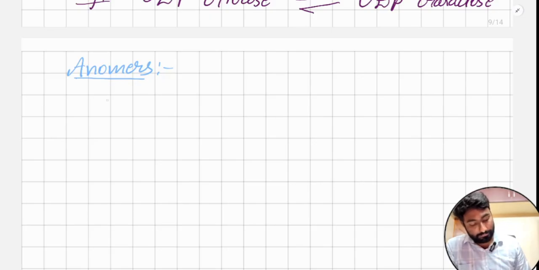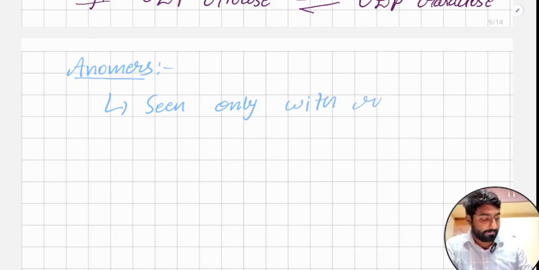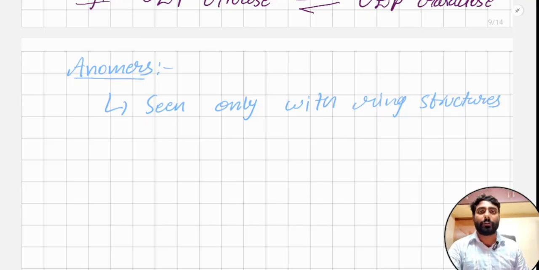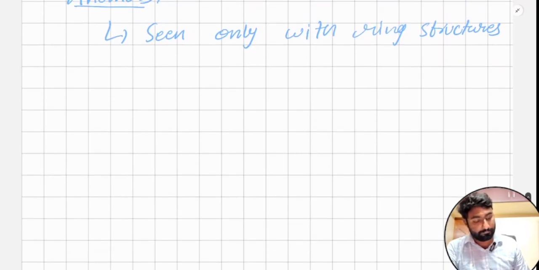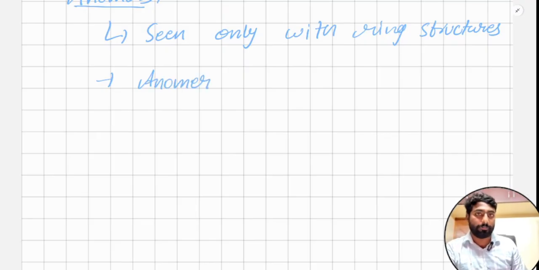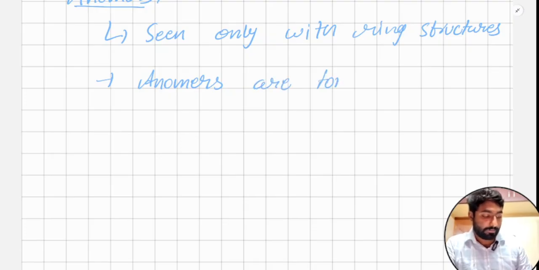Now, anomers can be seen only with the ring compounds or cyclic compounds. It can be seen only with ring structures. Okay. Now these anomers are formed, as the name implies. You can see anomers are formed around which carbon, students? Anomeric carbons.